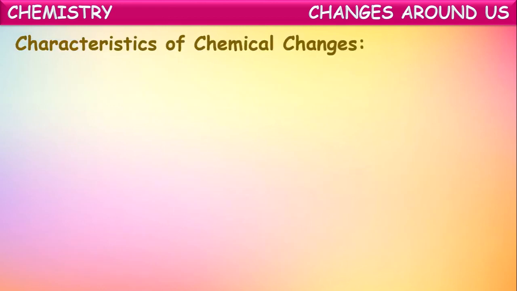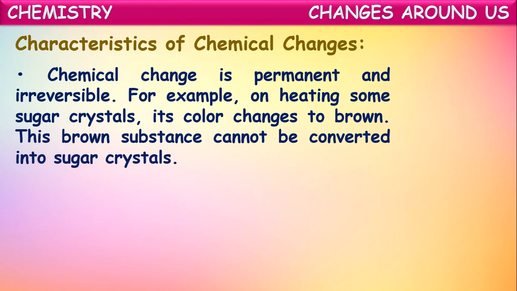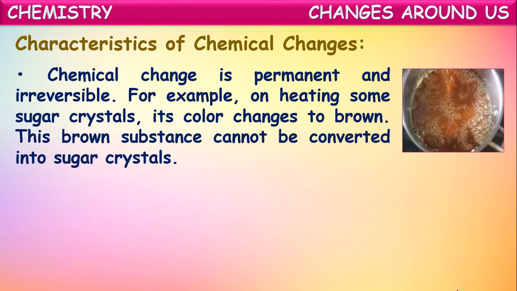Now let us see the characteristics of these chemical changes. Chemical change is permanent and irreversible, which means once the change has occurred, the reverse of the change generally cannot be possible. For example, on heating some sugar crystals, its color changes to brown. This brown colored substance formed cannot be converted back into sugar crystals. So it is a chemical change and even an irreversible change.